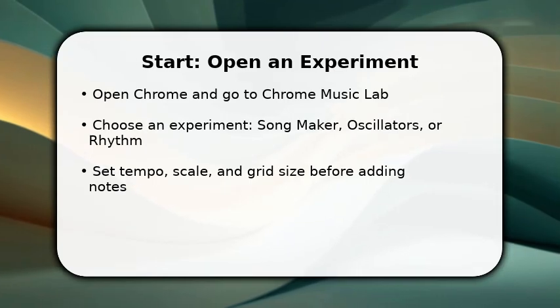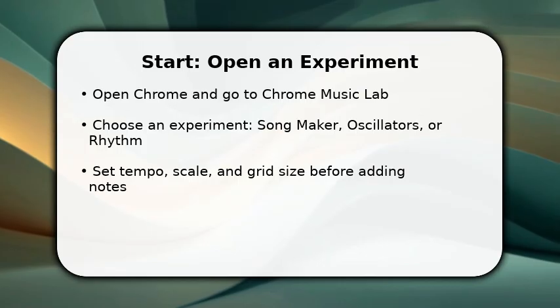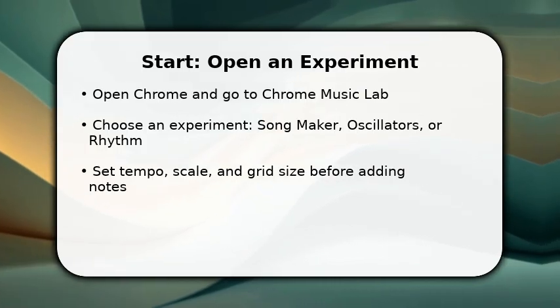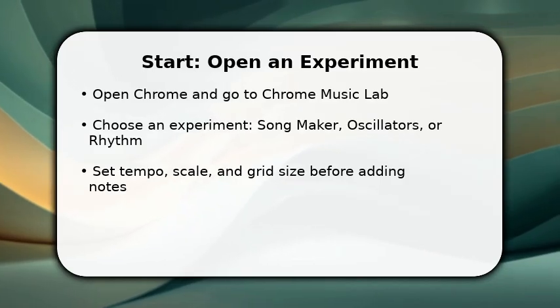Enjoy the video. You start by opening Chrome Music Lab and picking an experiment to work with. I recommend SongMaker for immediate results. Once selected, set tempo and scale so the sounds fit your goal. This affects mood and key.